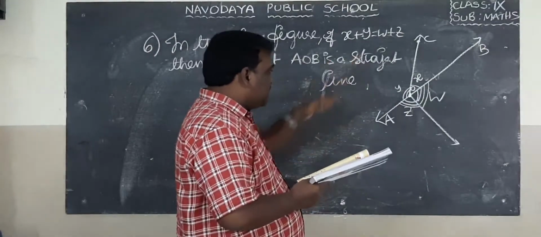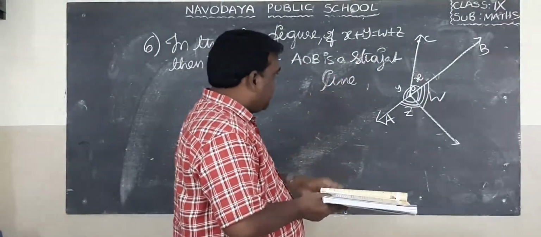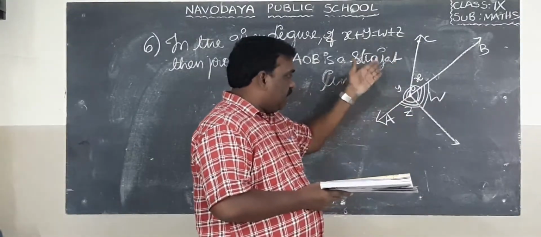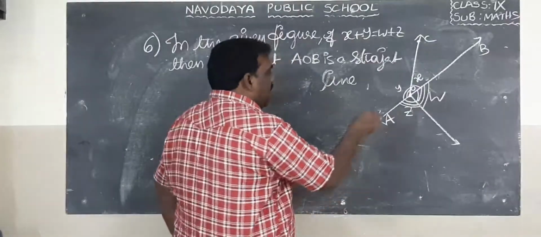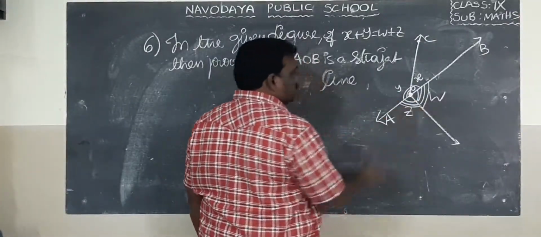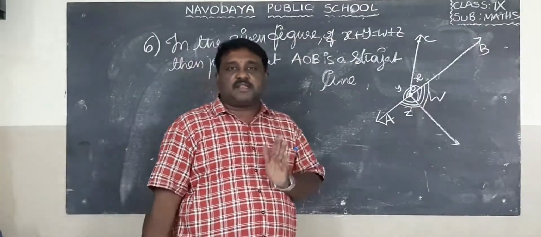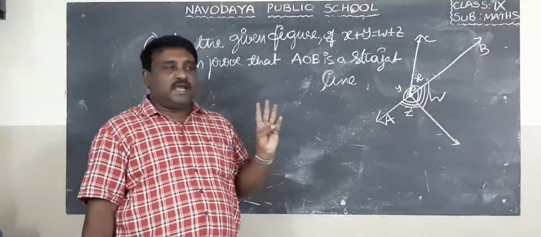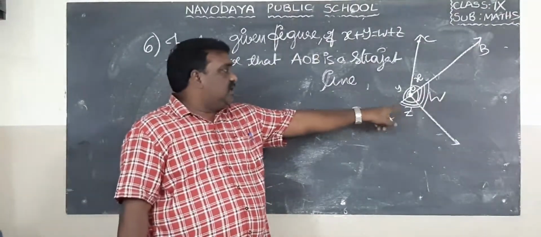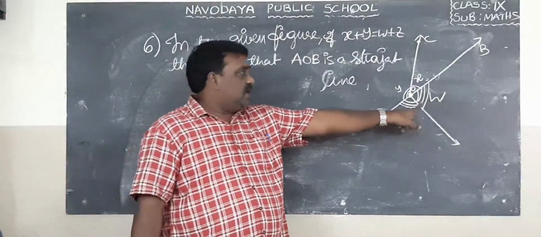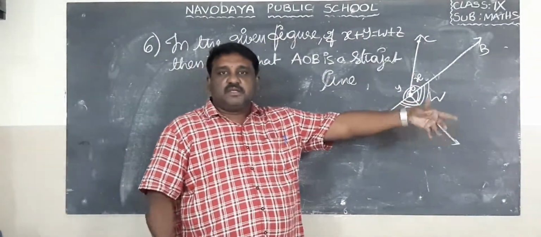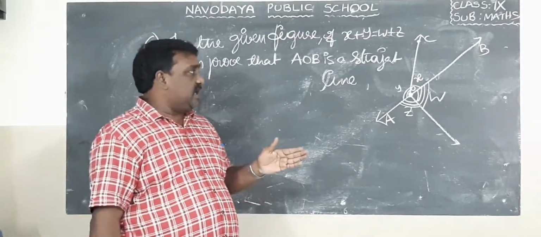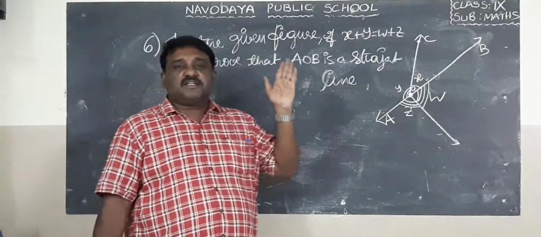AB is a straight line, okay? And OC is a ray, then down also one more ray is there, and all meet at one point. That point is O. Totally 4 angles are there in the diagram. X marked with single line, Y marked with double line, Z marked with triple line, W marked with 4 lines. Then what we have to prove? We have to prove that AOB is a straight line.